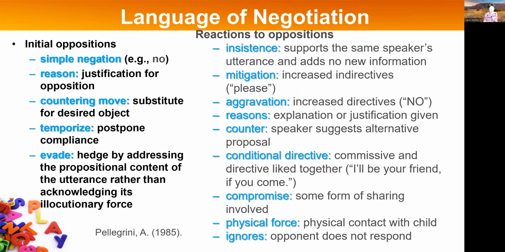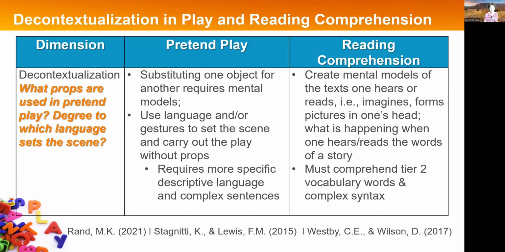Children who engage in more elaborate theory of mind in their play have a broader range of language for negotiation. Instead of just saying, "You can't have it, it's mine," they give reasons and counter reasons and conditionals and compromises. Now let's look at decontextualization. What props is the child using, or to what degree do they use language to set the scene?